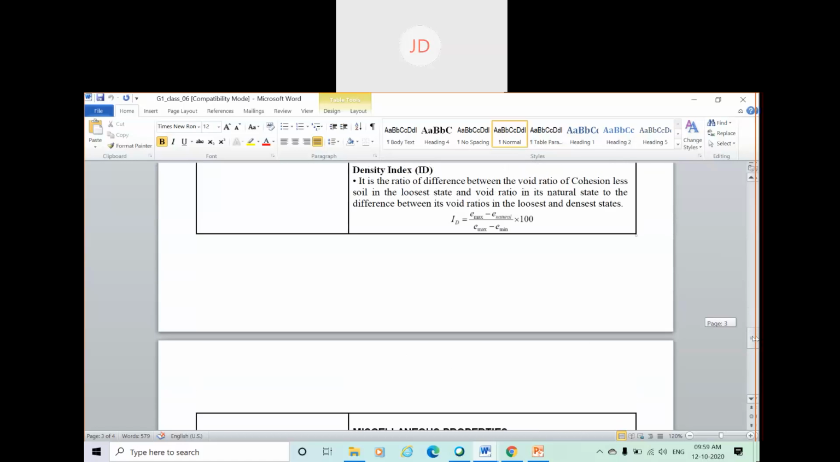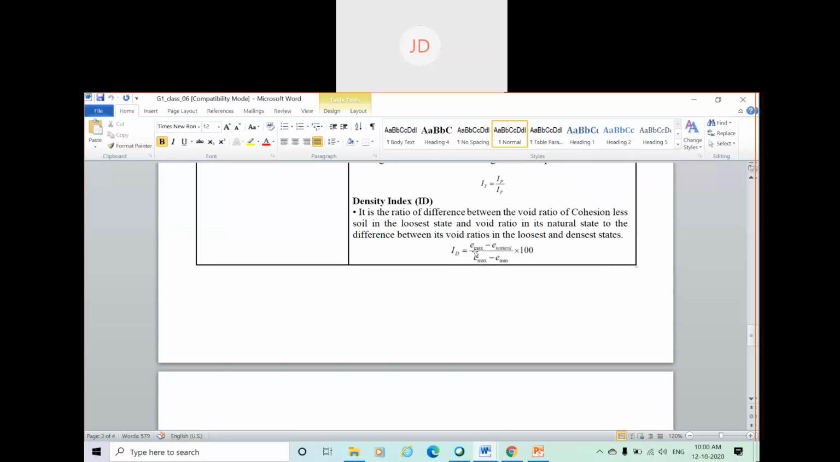Yeah, so what we discussed, density index, right? Density index is defined as, now go through the definition and try to concentrate on this formula. It is the ratio of the difference between the void ratio of cohesionless soil in the loosest state and void ratio in the natural state to the difference between the void ratio in the loose state and dense state.